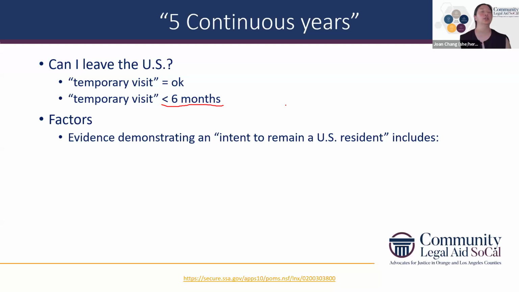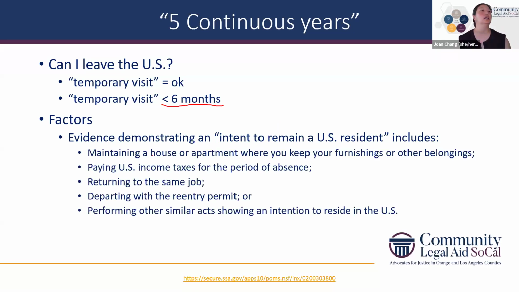Social Security breaks down some types of factors that they would consider as evidence that you're planning on remaining a US resident. Things like maintaining a house or apartment, making sure you still have furniture at that place, paying US income tax during the time that you were out of the country, returning to your same job in the US, departing with a reentry permit. These are some legal factors that you can show as evidence to say, no, I am planning on remaining, and I still remain as a US resident.